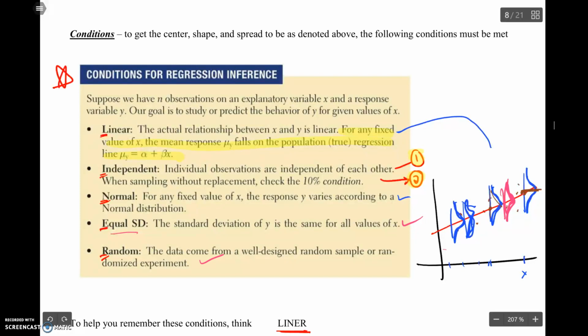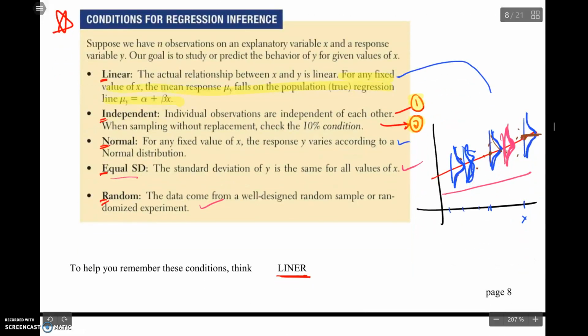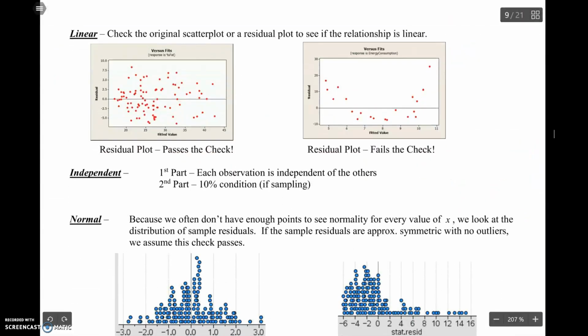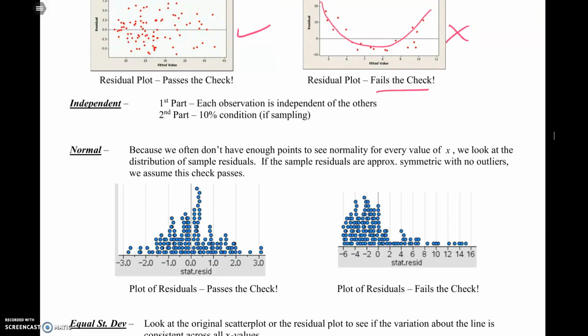All right, so we got some pretty complex ideas here. How do we actually check them? For linear, just check the original scatter plot or the residual plot, just to see if the relationship is linear. If you're looking at a residual plot, just say, yeah, we got random scatter, so it passes, so it's linear. If you see a pattern, the check would fail. So pass, fail. Independence: check 2 parts. The first part is just saying each observation is independent of the other observations, and then the 10% condition. That is not really anything new.